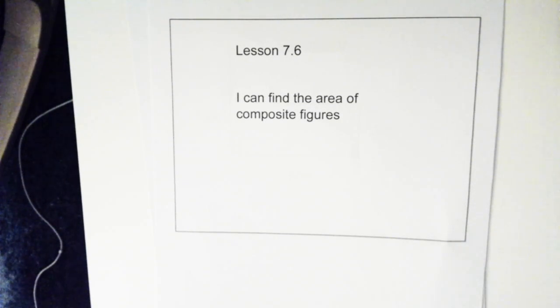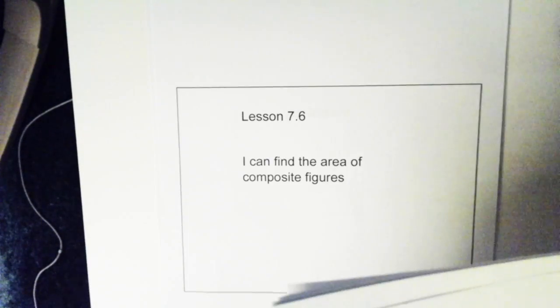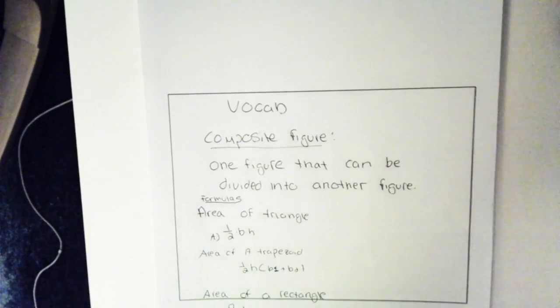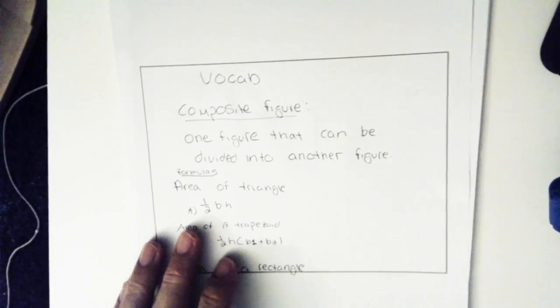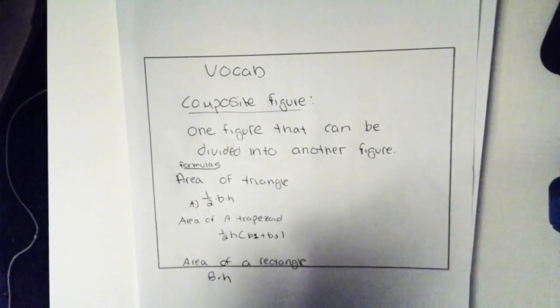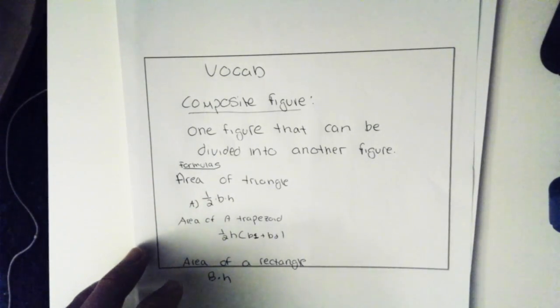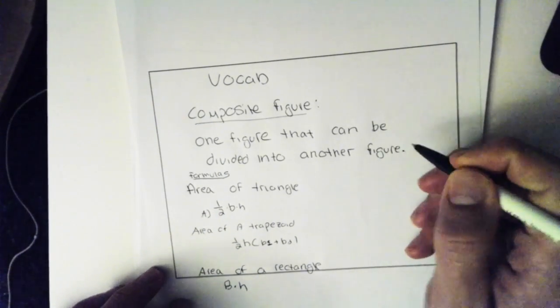Today we're going to be looking at finding the area of composite figures. Before we start our lesson, let's look at some vocabulary. A composite figure is one figure that can be divided into another figure.